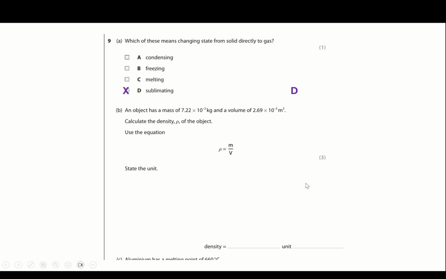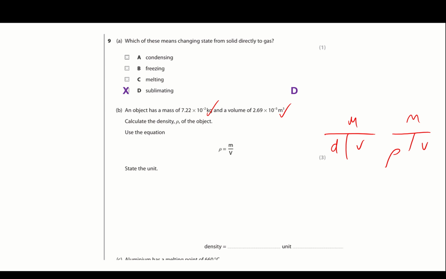Next one, I've taught you Dave's massive Veruca for this, but that's rho = m/V, and it tells us that exactly there. An object's got a mass in kilograms, beautiful, and a volume in meters cubed. It's going to want us to do the unit, so we'll look at that in a second.